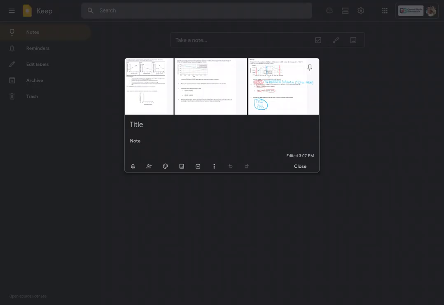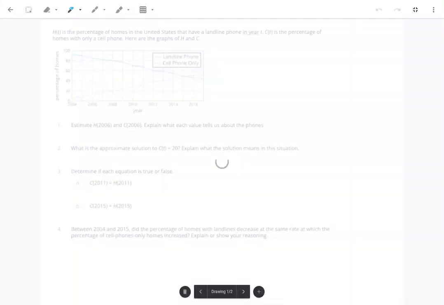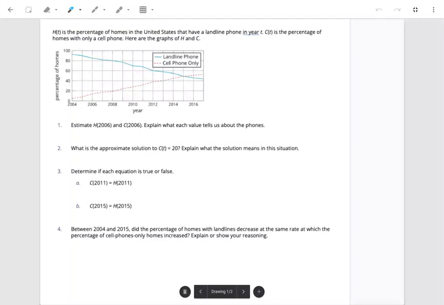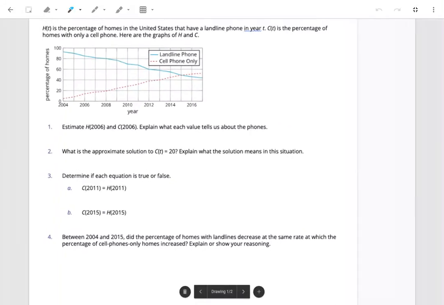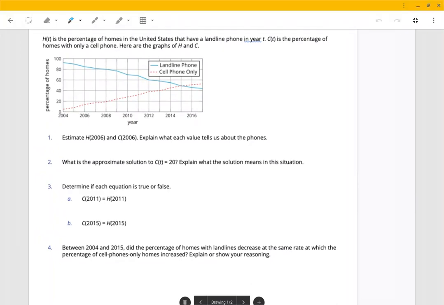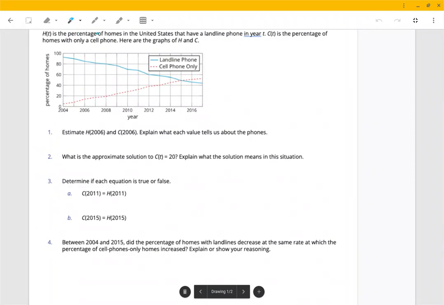Let's go into the actual content of this lesson. Okay, so instead of comparing two cities, Baltimore and Cleveland, it looks like we're going to compare landlines and cell phones. So H of T is the percentage of homes in the United States that have a landline phone in year T. C of T is the percentage of homes with only a cell phone. Here are the graphs of H and C.